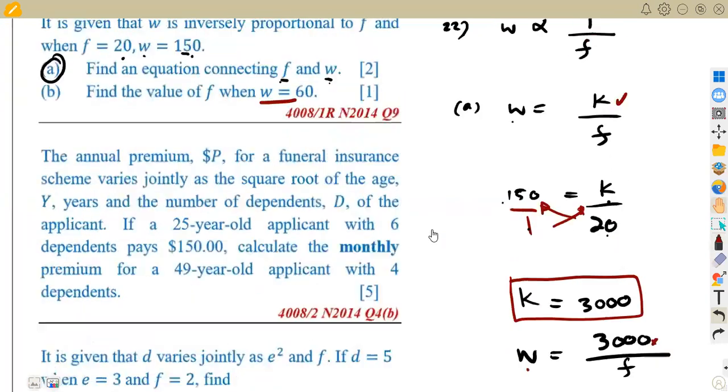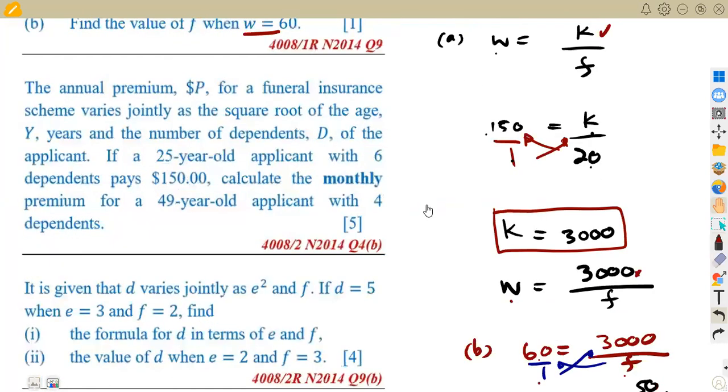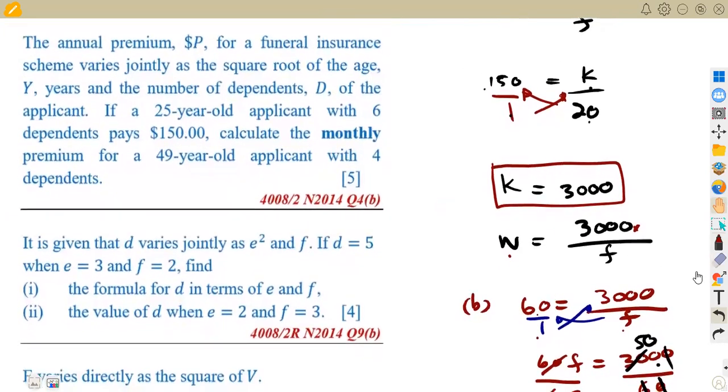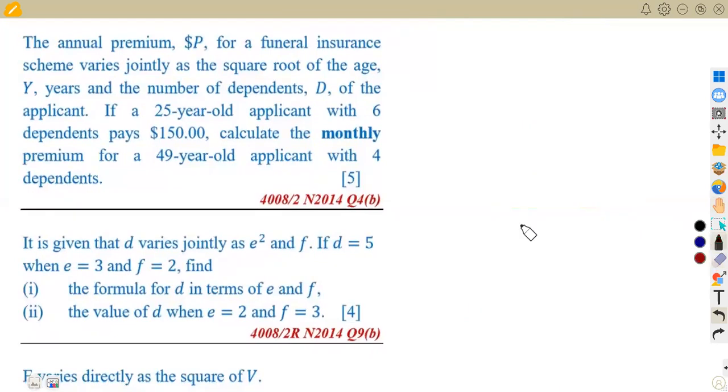All right, then we have another part. So here we are given that it's a word problem. So we do not know the type of word problem that we have. The annual premium P for a funeral insurance scheme varies jointly as the square root of the age Y in years and the number of dependents D. So this is not a partial variation. This is a joint variation. So we are given P representing the annual premium.